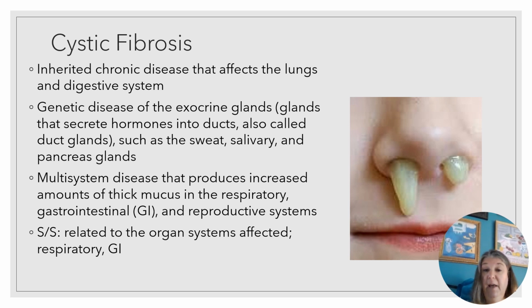But because we have more adults with CF, we're getting more complications because people are living longer with this disease, and it's a progressive disease, and we're not going to cure it. We're just going to manage symptoms. So the problem is you end up with other organs being affected. Cystic fibrosis is not a respiratory disease, it's an exocrine disease. And remember, our exocrines secrete hormones into the ducts.